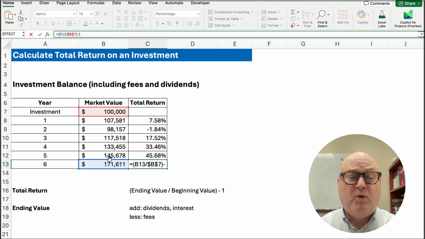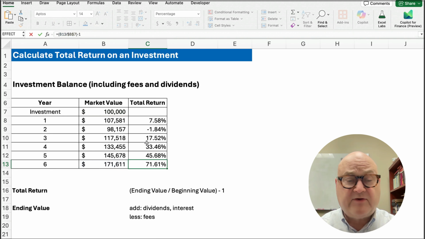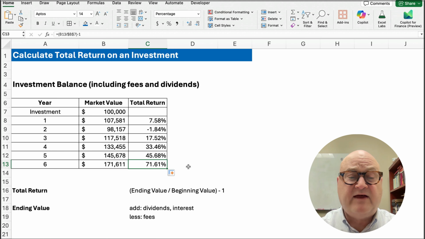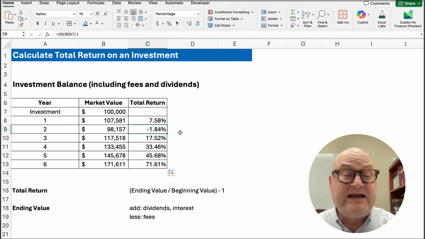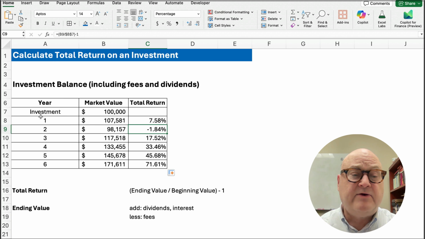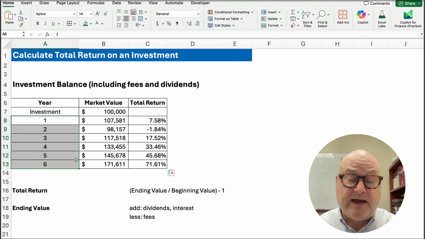Let's check our work. 171 divided by 100,000 minus the 1, and that's going to give us, hey, a total return of 71.61%. Now, you might want to figure out, well, what's the annual return each year? And the next video that we have shows that annual return, but total return is one of those things you want to know: what's my return? After the second year, I have a negative return, right? It's dipped down below the 100,000. All right, so this is an easy way to do it based on just annual amounts.